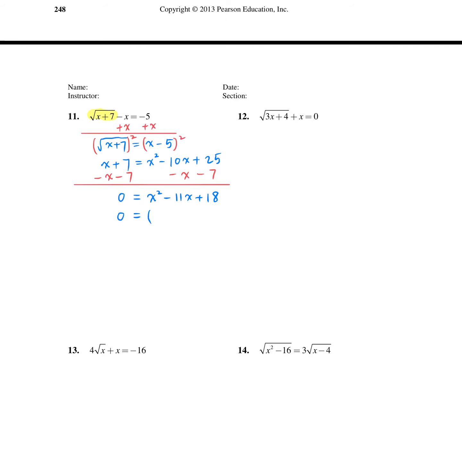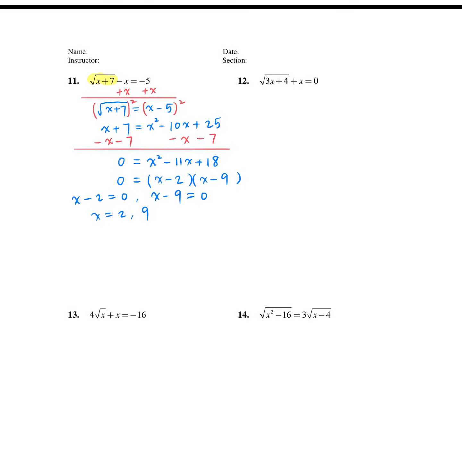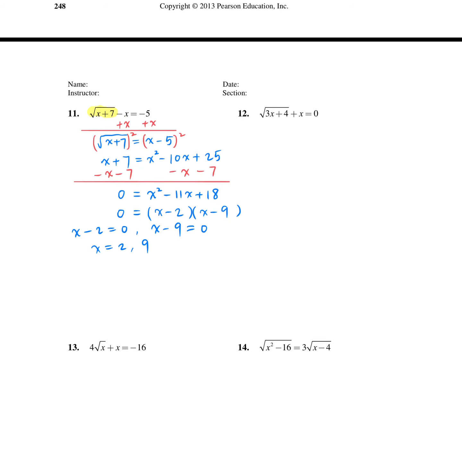Factor the right hand side, we will have x minus 2 times x minus 9. And then by applying the zero product property, each of these two could be 0. So we got two potential solutions, 2 and 9. Now we're going to check whether or not these are correct. So let's check.